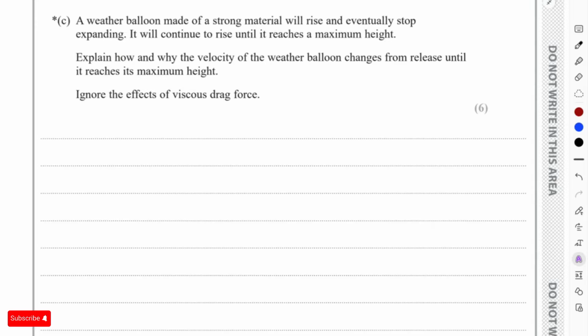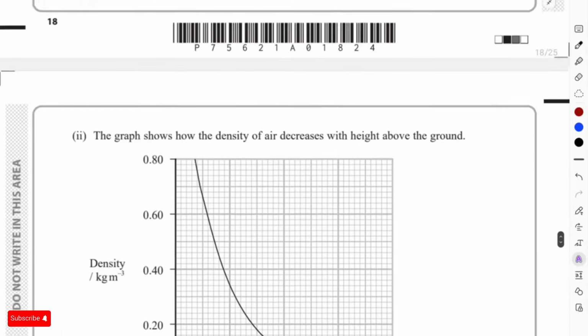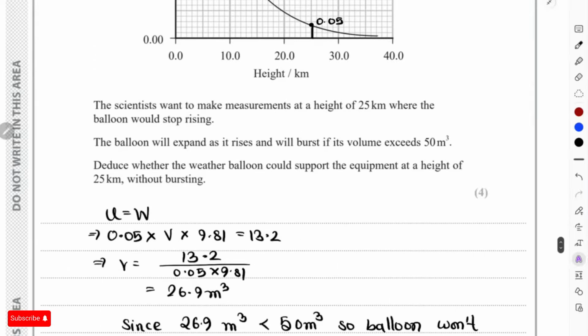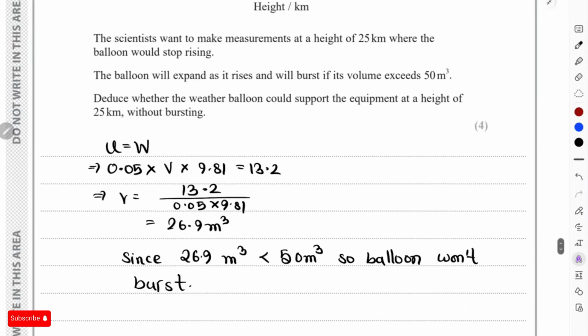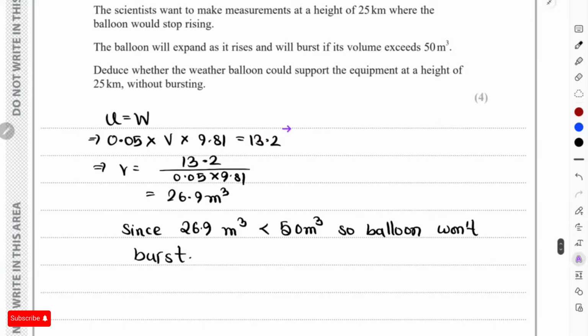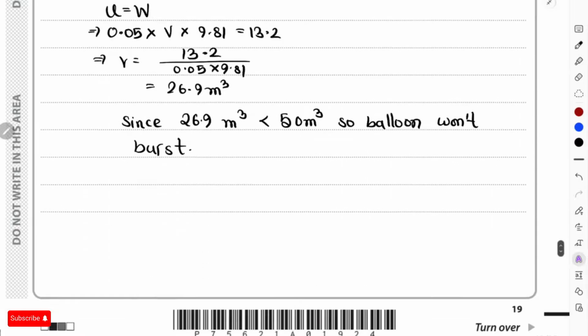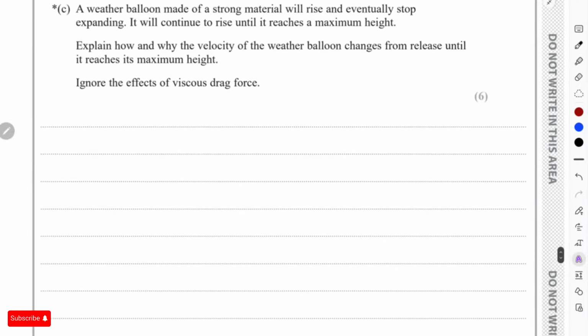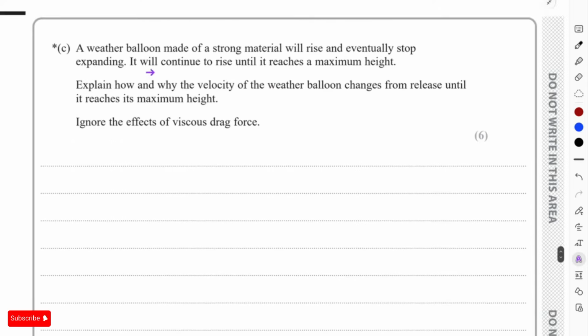And another thing from this graph, as you have to use data from your graph, we could see that as the balloon rises, upthrust also decreases, right? In part B1, your upthrust was 19.67, but for B2, when your balloon was 25 meters above the ground, the upthrust was now equal to your weight, which is 13.2. So with increase in height, your upthrust was also decreasing. It says that it will continue to rise until it reaches a maximum height, right?